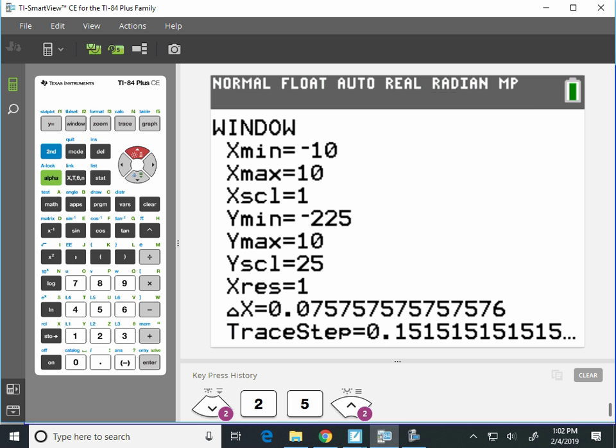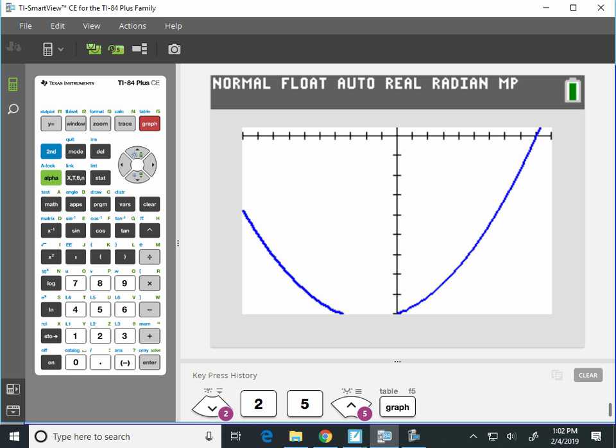But I can only see one x-intercept, right? When I graph this, I can see one, I can't see the other one. So what should I make the x minimum so I can get to the left here?